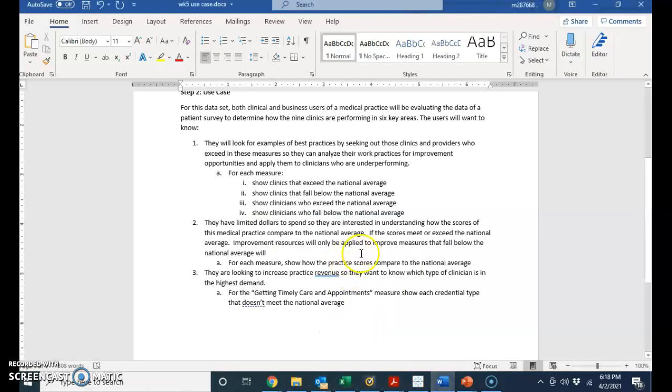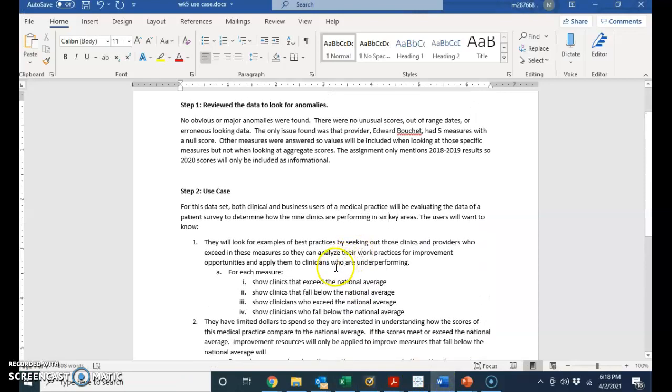So overall, these visualizations should help the business and clinical users look to where they can best apply process and practice improvements to increase their patient satisfaction and improve their revenue.